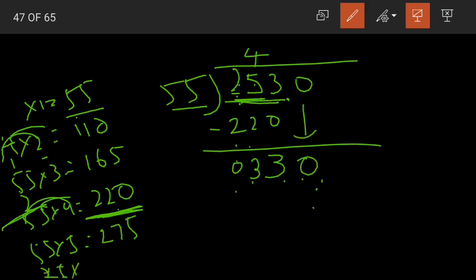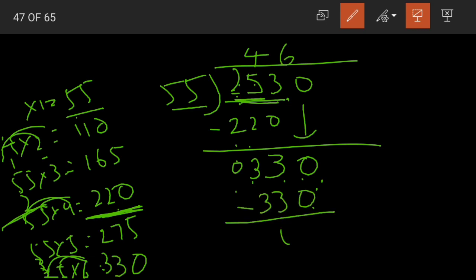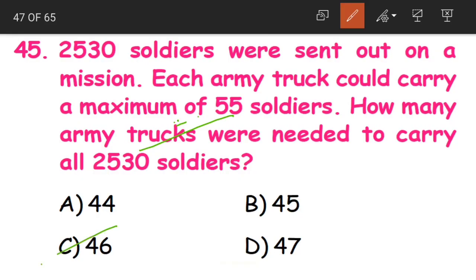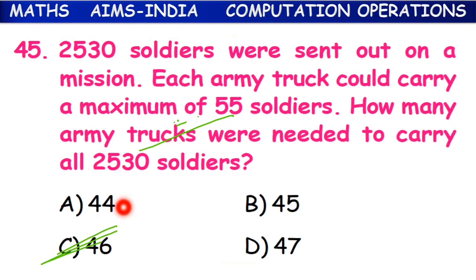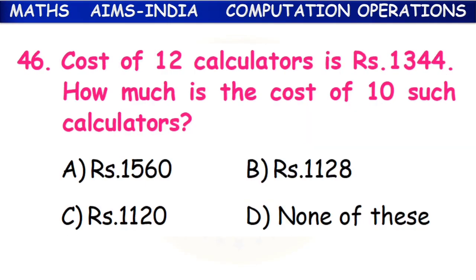Now 55 sixes are how much, children? 5 sixes are 30, 5 sixes are 30 plus 3, 33. We got an exact number. 55 sixes are 330. When we subtract, the remainder is 0. So what is the quotient? 46. That is option C. 46 trucks will be needed to carry all these soldiers. Next question.